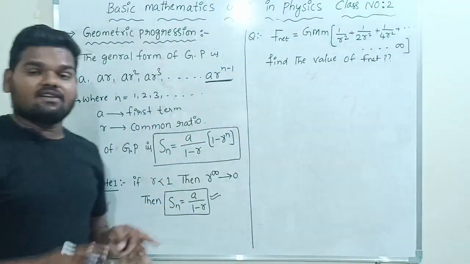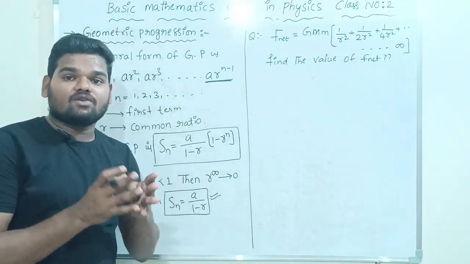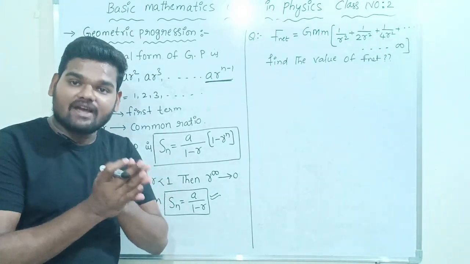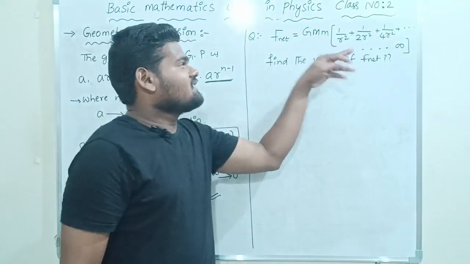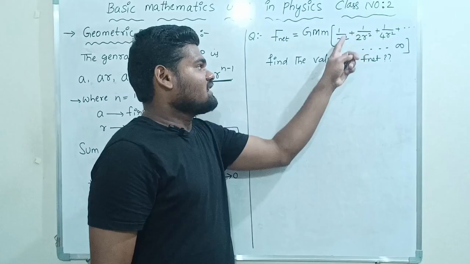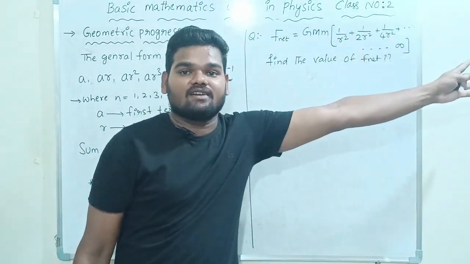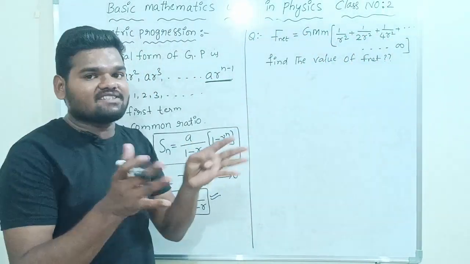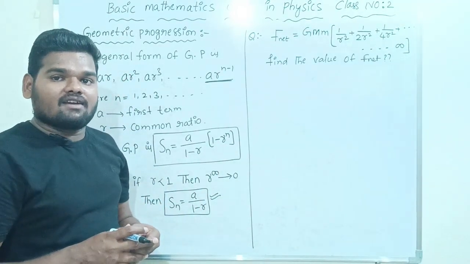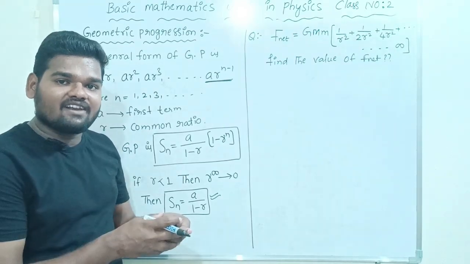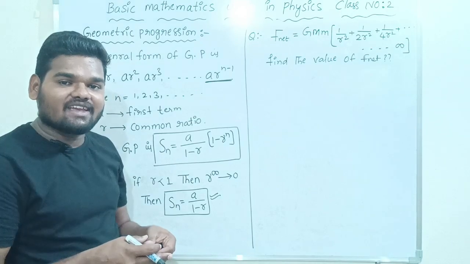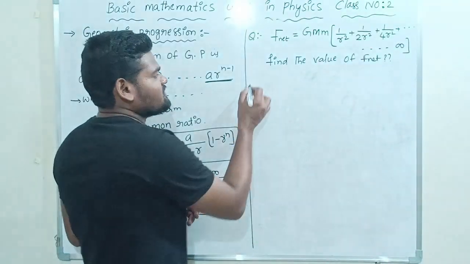This is the formula of the gravitational attraction force between two objects. We can write capital F is equal to capital G, capital M, small m by r square. But here there are multiple objects, and the distances between those bodies are r square, 2r square, 4r square and so on. Now we have to find the net gravitational force on the system. If you want to find it, pause the video and solve the problem. Okay, I'm going to solve the problem.